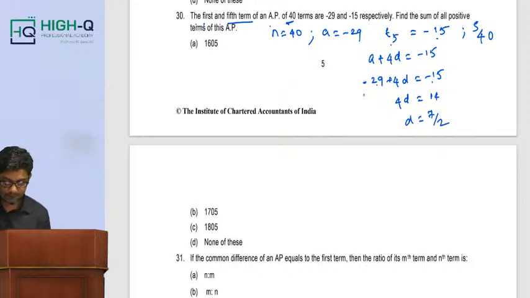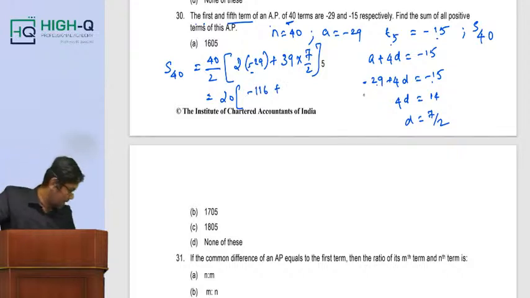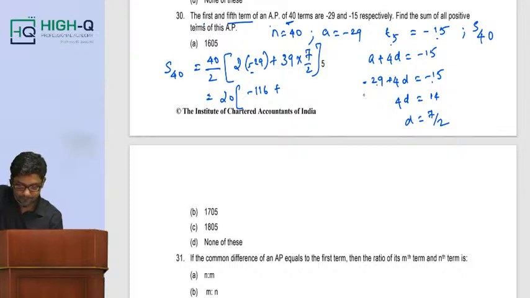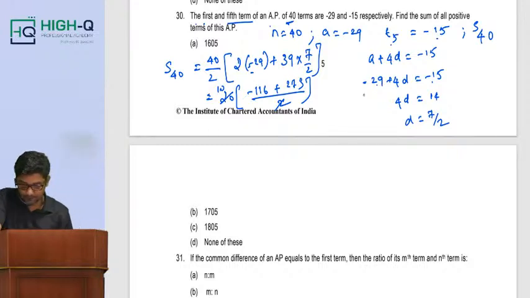Now, what is S40? S40 is nothing but N by 2 into 2A plus n minus 1 into d. So 40 by 2 is 20, into minus 58 plus 39 sevens. Take a calculator and use it, my dear. 39 sevens are 273, whole divided by 2, 10 times. Now 273 minus 116, 157.